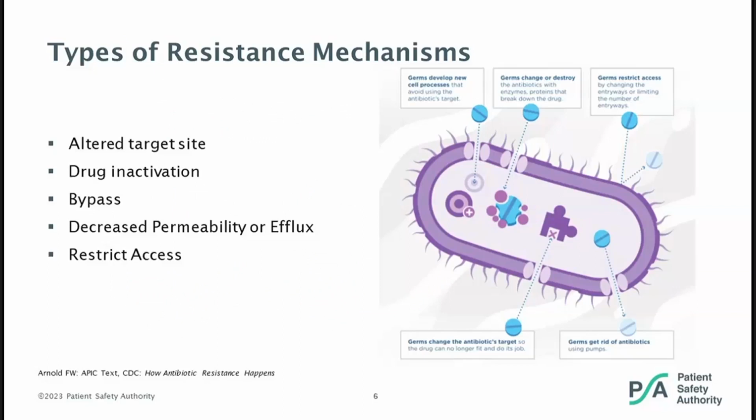This slide shows 5 different types of bacterial resistance mechanisms, which are altered target sites, drug inactivation, bypass, decreased permeability or efflux, and restricting access. We will cover each of these in more detail in the coming slides.